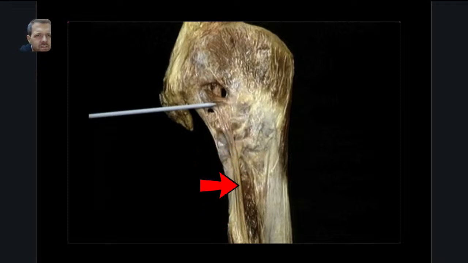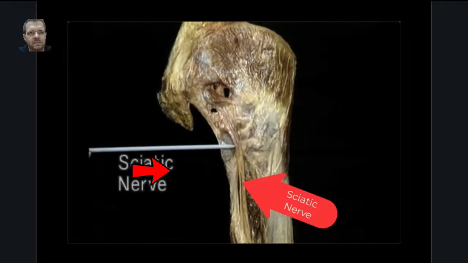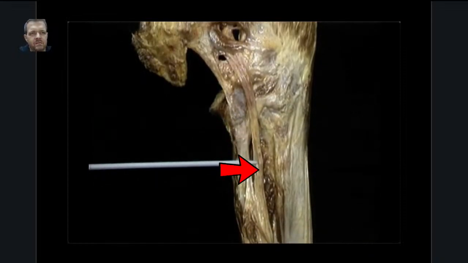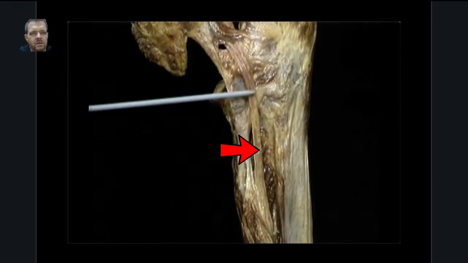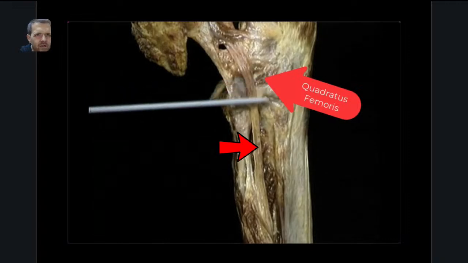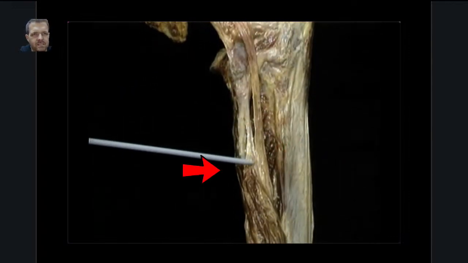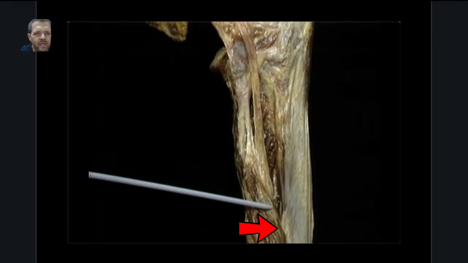And this one looks as if it's split around about there. So let's have a look at this. Yeah, so there's your sciatic nerve there. There it is. And it does look as if it might have a bit of a split in there. Yeah, quadratus femoris is there. Your adductor magnus is there. This is the long head of the biceps.